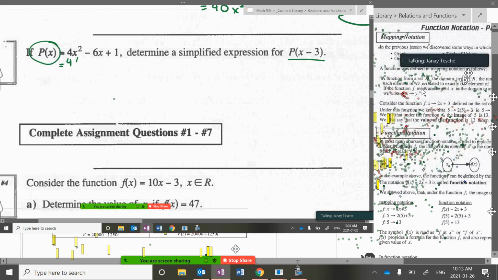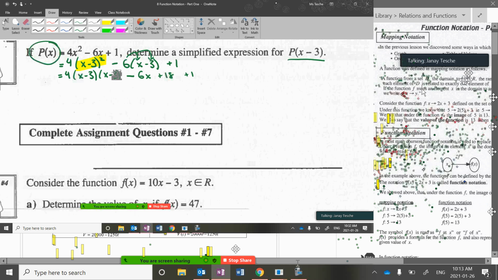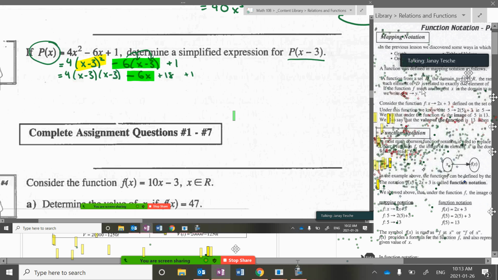So this one's going to start out 4 times X minus 3 squared minus 6 times X minus 3 plus 1. Go back to the beginning of the year. X minus 3 squared, we have to do FOIL here. So I'm going to expand it out first just because visually that's super helpful. Do you have to? No. The second portion, I'm going to multiply in my 6. So that's going to become minus 6x plus 18 plus 1. So this chunk became that.